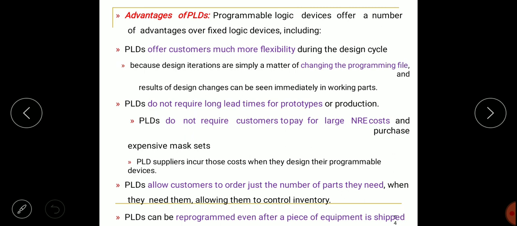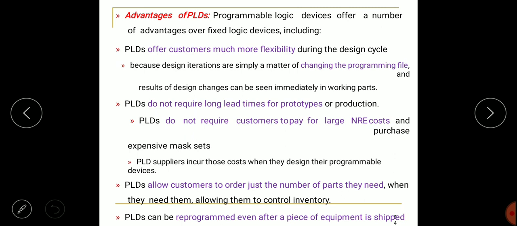Programmable logic devices offer a number of advantages over fixed logic devices, including: PLDs offer customers much more flexibility during the design cycle, because design iterations are simply a matter of changing the programming file, and results of design changes can be seen immediately in working parts.